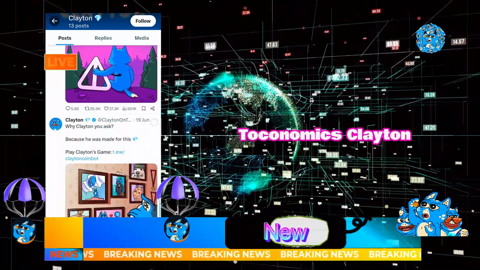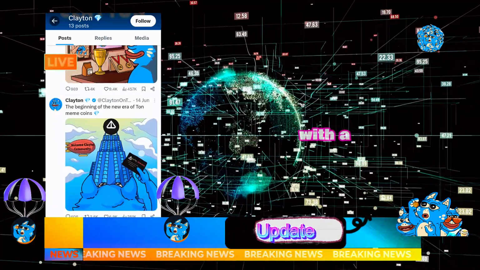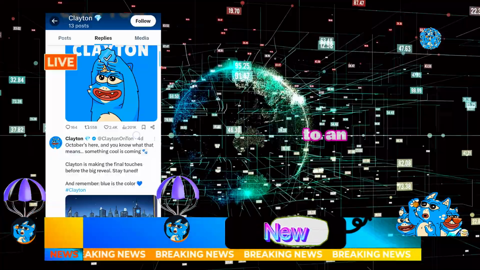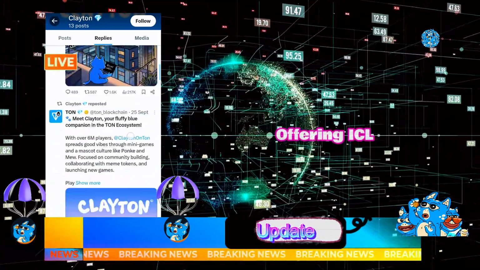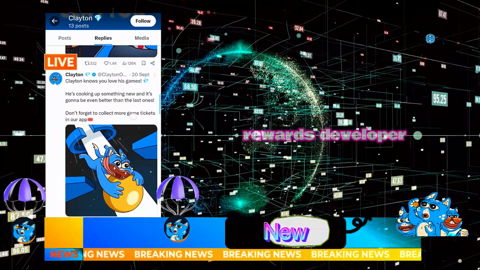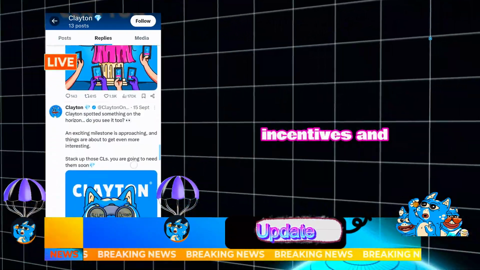Tokenomics. Clayton follows a deflationary model with a capped total supply. The initial supply of CL was released through an initial coin offering, ICO, and subsequent allocations are distributed via staking rewards, developer incentives, and ecosystem grants.